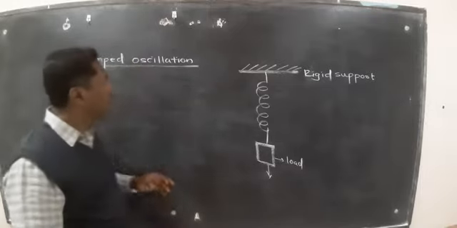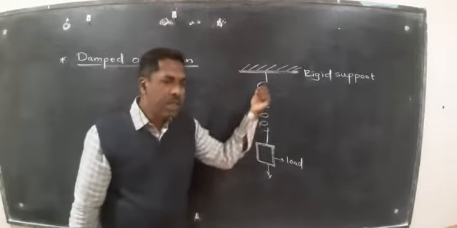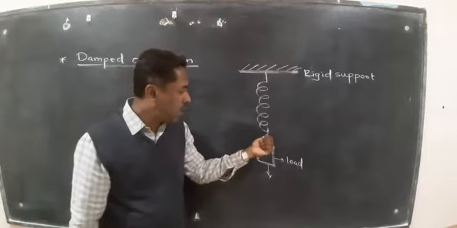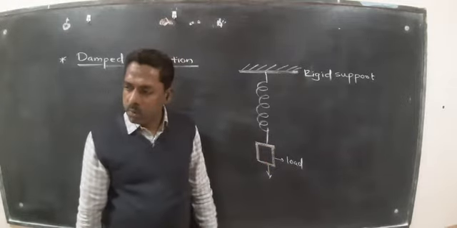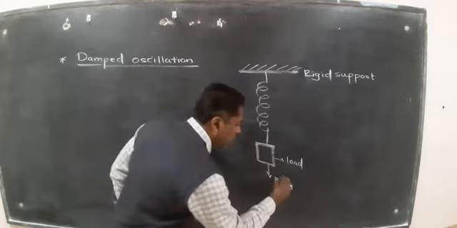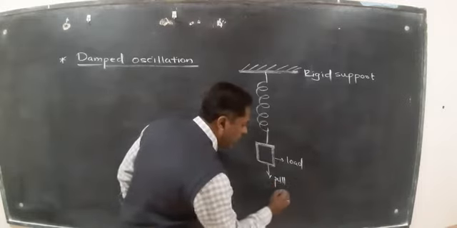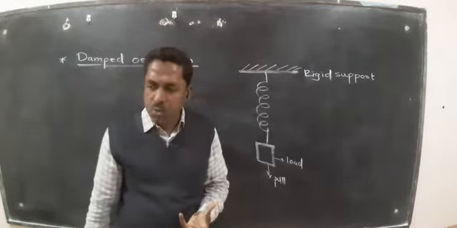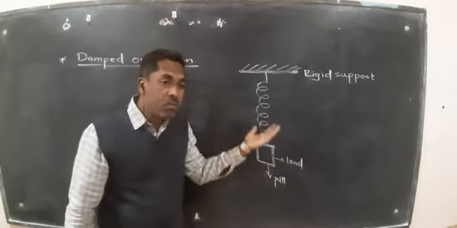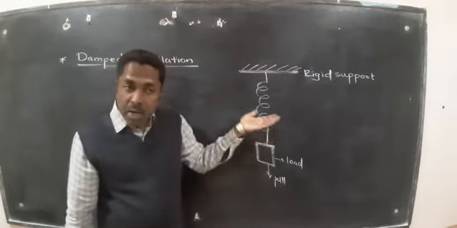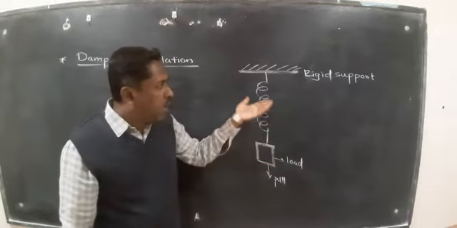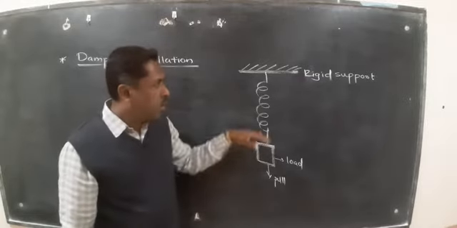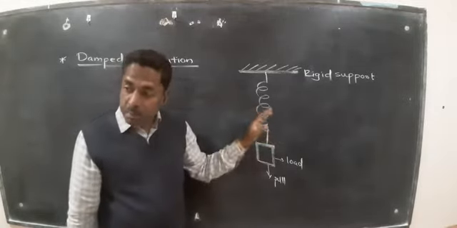To understand damped oscillation, take a spring whose one end is fixed to a rigid support, whereas the other end is attached to a certain load. Pull the load in the downward direction and release it. What happens? The load starts moving up and down. Such up and down motion continues with decreasing amplitude.